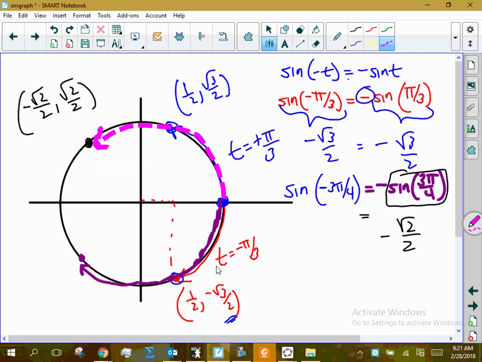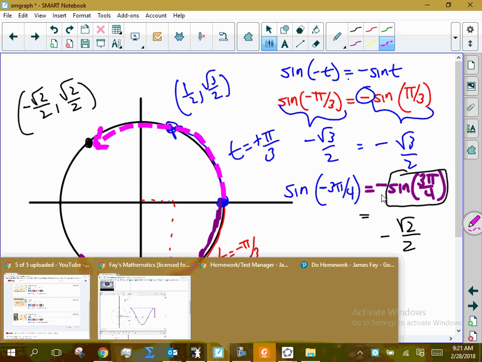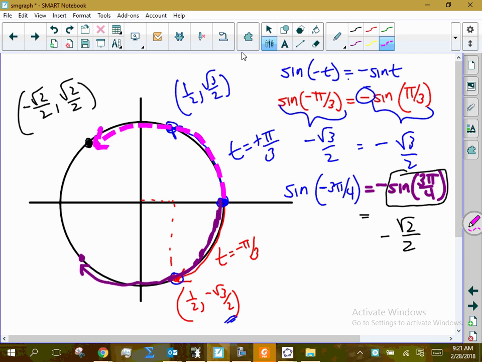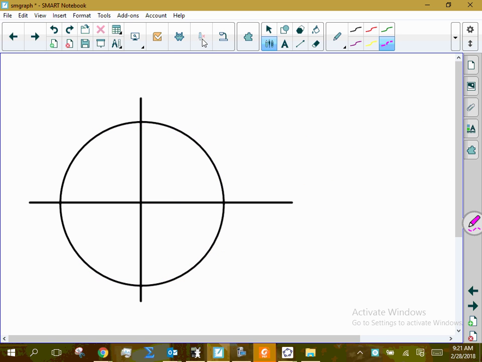It alleviates having to use negative angles, if we can remember that property. Now we can do the same thing with cosine. Cosine of t. Now let's do negative t. Let's think about this. Let's see if we can help write this rule. If I just say cosine of negative t, so let's just go.